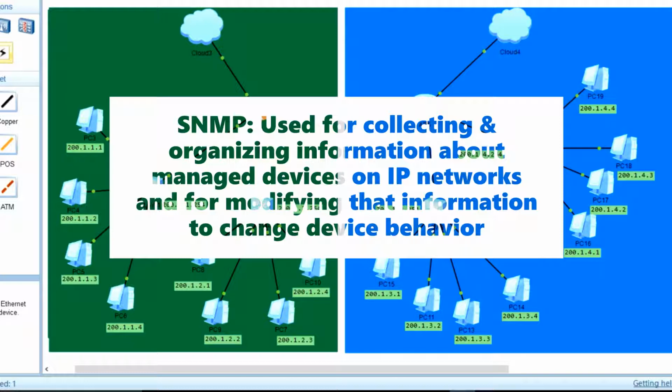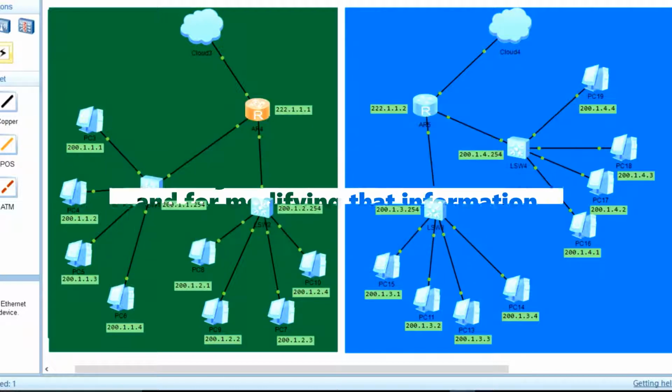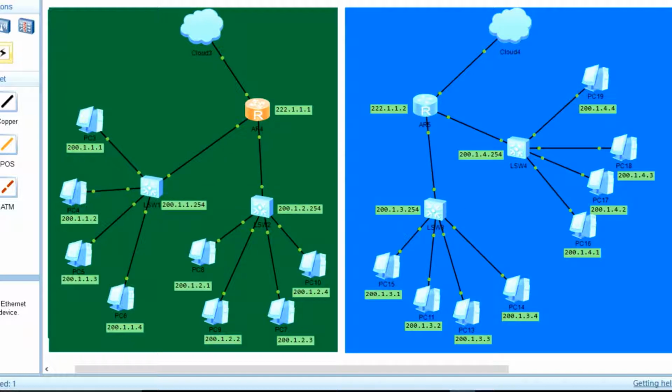This protocol is used for collecting and organizing information about managed devices on IP networks and for modifying that information to change their behavior. Devices that typically support SNMP include routers like the AR4 as stated here, cable modems, switches, servers, workstations, printers and more. SNMP is widely used in network management for network monitoring.